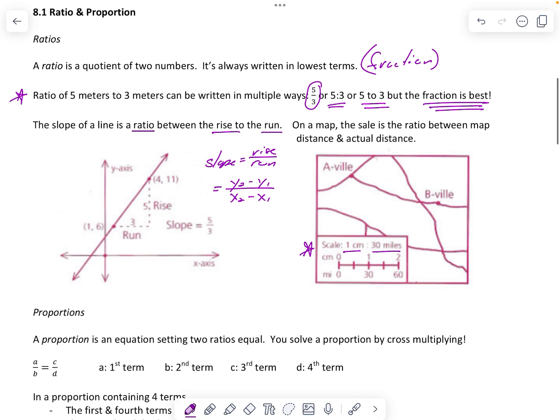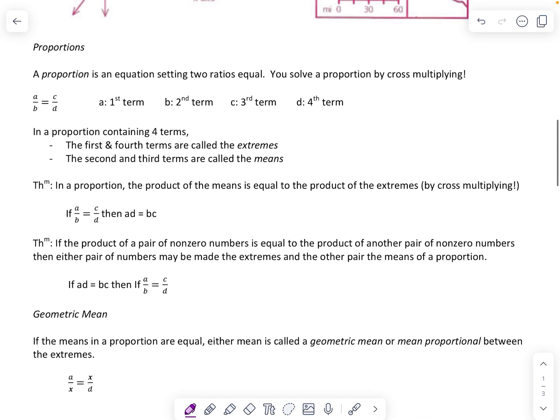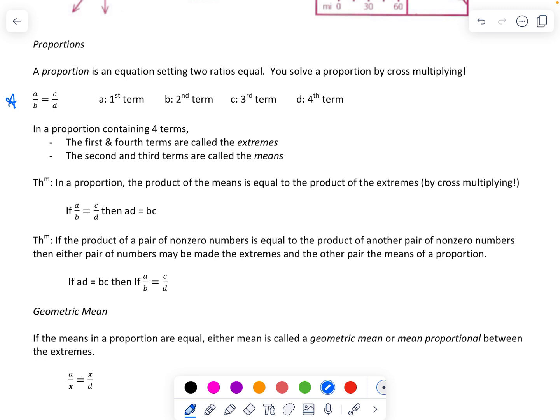So a ratio is one fraction, a ratio of two numbers, where a proportion is an equation setting two ratios equal to each other. So it looks something like this. I'm not going to make it bigger, but it looks like this, a proportion.